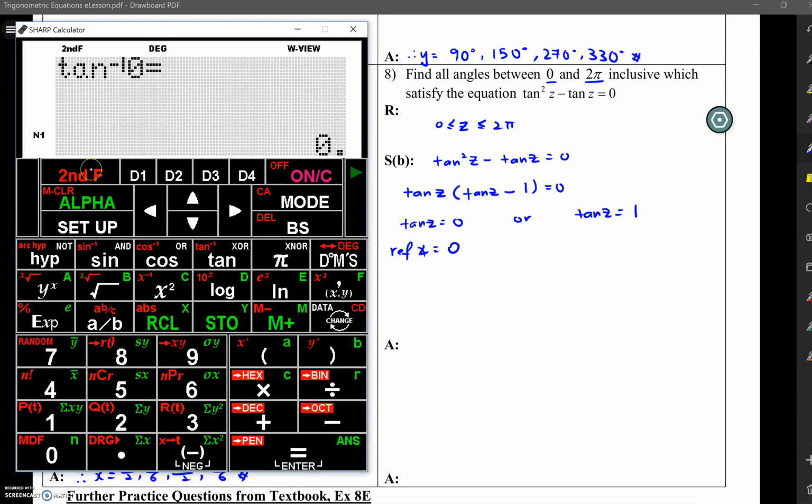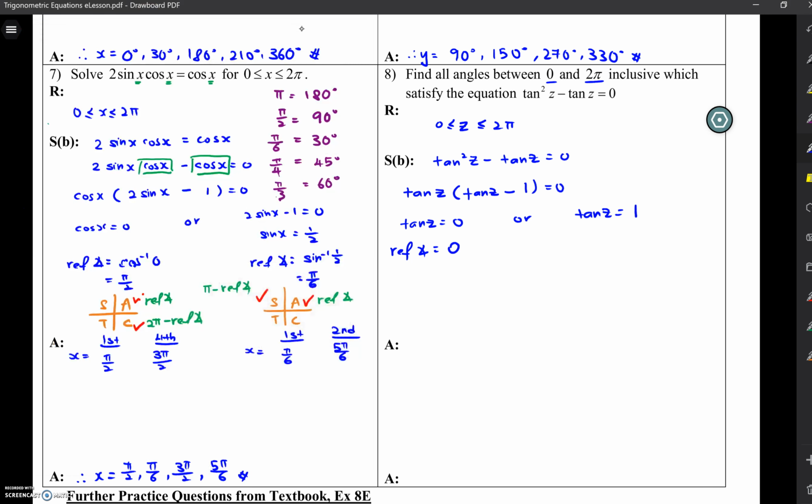Similarly, now let's do the next one, tangent inverse 1. The value you get is 45 degrees. From here you can see 45 degrees is actually pi over 4 radian. Okay, so we will just use it as it is.